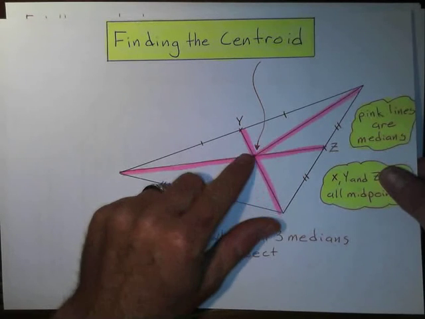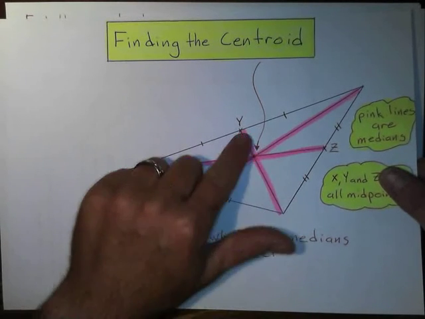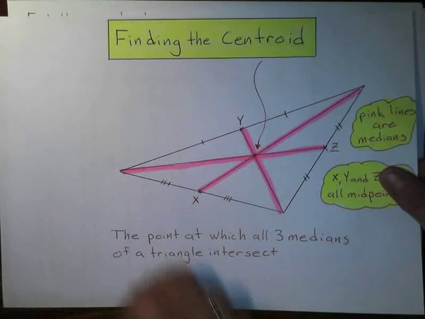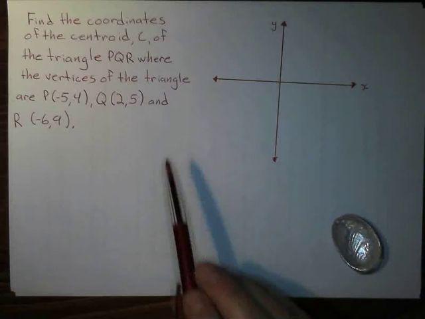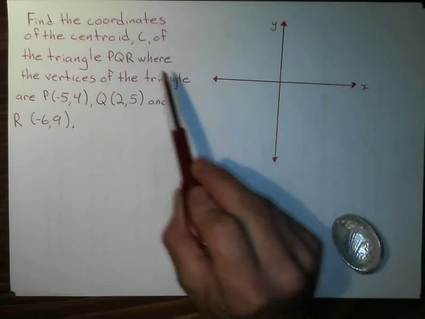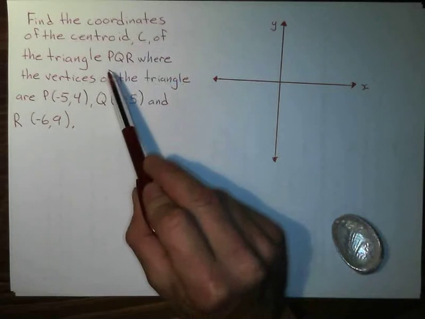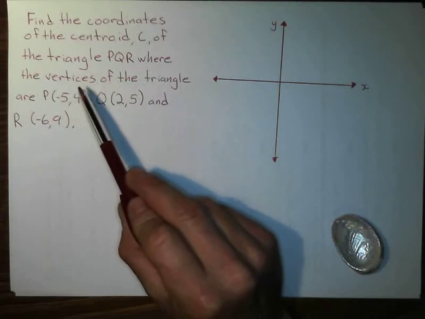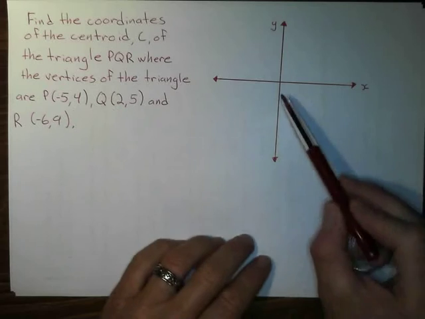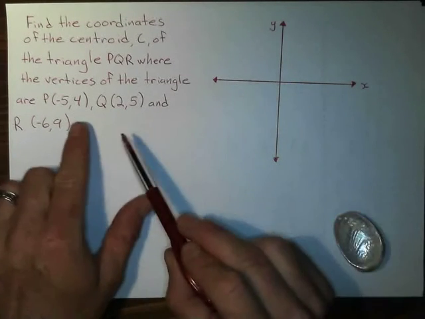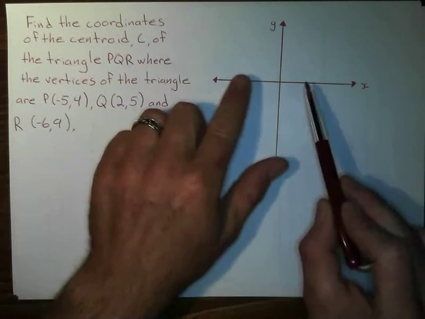So here's an example. Find the coordinates of the centroid. We'll call that point C of the triangle PQR, where the vertices, or the corners of the triangle, are stated right here. Now I have a set of axes over here, and we'll just sketch where these points are, just so we get an idea of what the triangle will look like. Mine's not going to be to scale, it's just going to be rough. So let's take a look at that.